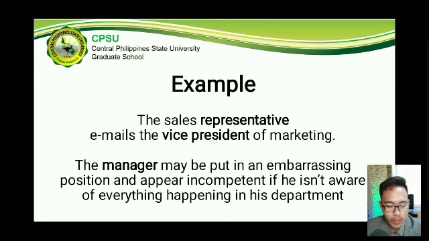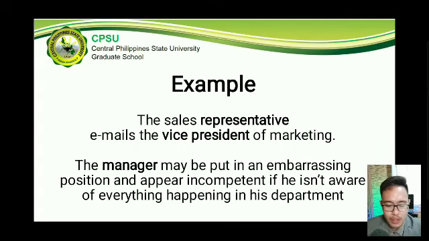Whenever communication goes from one department to another department, the sender's manager should be made part of the loop. A manager, however, may be put in an embarrassing position and appear incompetent if he isn't aware of everything happening in his or her department. Trust may be lost and careers damaged by not paying attention to key communication protocols, right? So there is a sales representative sending an email directly to the vice president without informing the manager. As I said, it will affect the relationship between the sales representative and the manager, because he failed to inform the manager that he would be sending an email to the vice president.